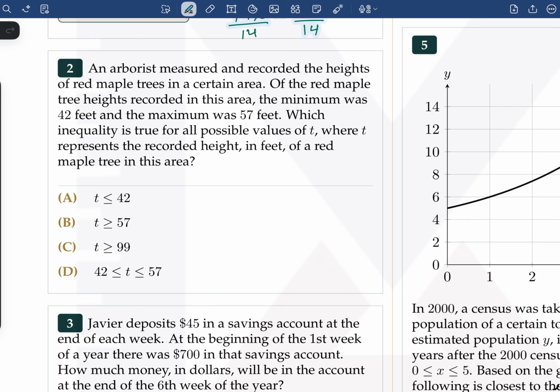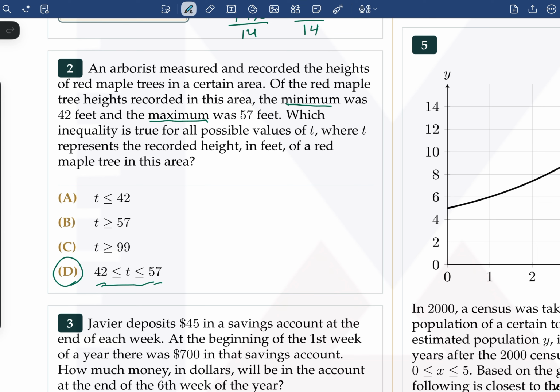So the words maximum and minimum always refer to something between them. So the range is between the minimum and the maximum. This is why we have to choose letter D. And the same thing if the question says between. The word between is also the same as this answer. So our answer is letter D.